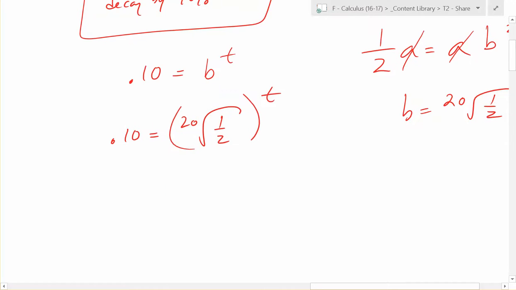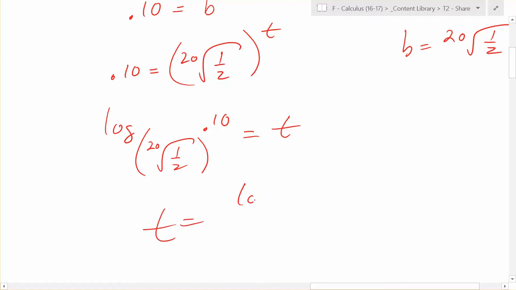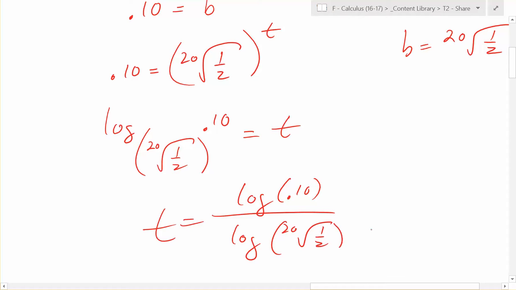So you'll need your calculator for that, but it's going to be log base 20th root of 1/2 of 0.10 is equal to T. So T is equal to log of 0.10 over log of the 20th root of 1/2. That is the same work we just did with different numbers. Plug that into your calculator and what do you get?